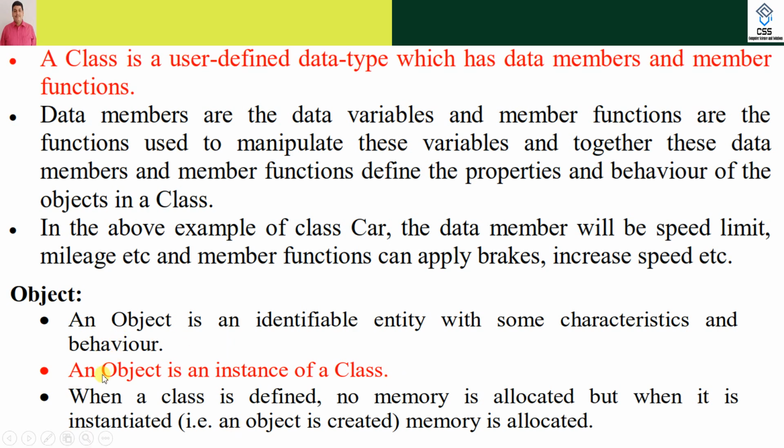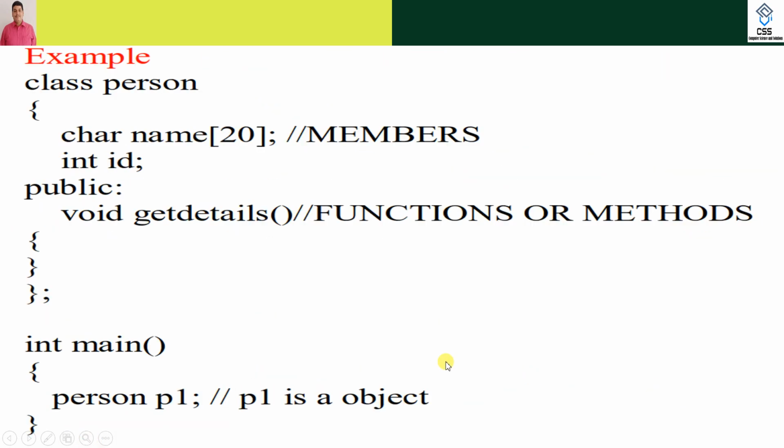What is an object? An object is known as an instance of a class, or you can say that an object is an identifiable entity having some characteristics and behavior. If a room is a class and the key is the object, if you don't have the key, you cannot enter the room, and within the room there are members and functions. We cannot interact with the materials available in the room, that is, members and functions. When a class is defined, as I told, no memory is allocated, but when it is instantiated, meaning an object is created, it allocates the memory.